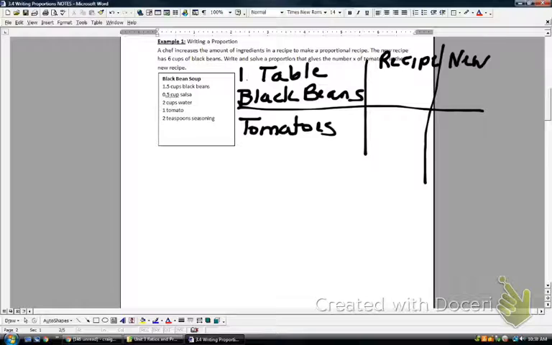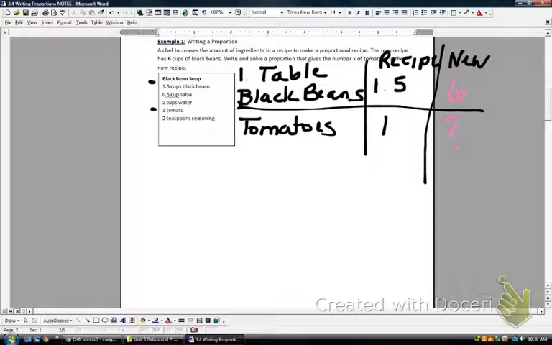So if we look at our recipe, it says that we use 1.5 cups black beans. So my 1.5 is going to go where black beans are. And then I use 1 tomato. Then if I look at my problem, it says that the new recipe has 6 cups of black beans, so I'm making my recipe bigger, and then I don't know how many tomatoes I need to use, so that's my question mark.